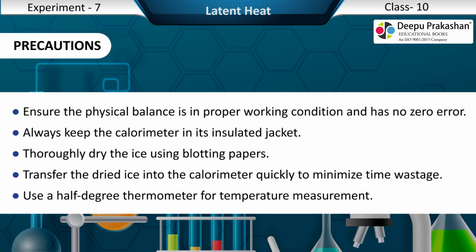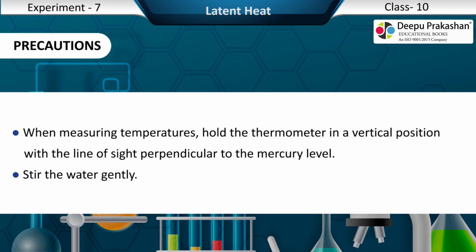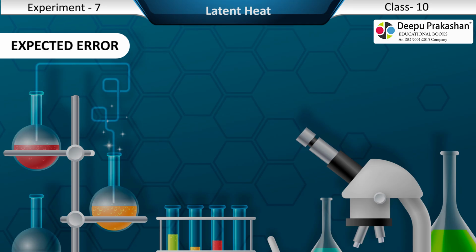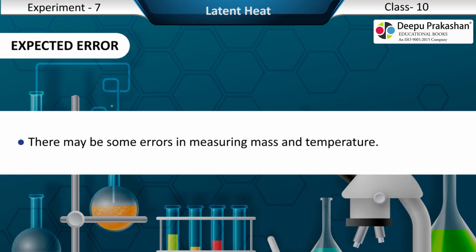Use a half-degree thermometer for temperature measurement. When measuring temperatures, hold the thermometer in a vertical position with the line of sight perpendicular to the mercury level. Stir the water gently. Expected error. There may be some errors in measuring mass and temperature.